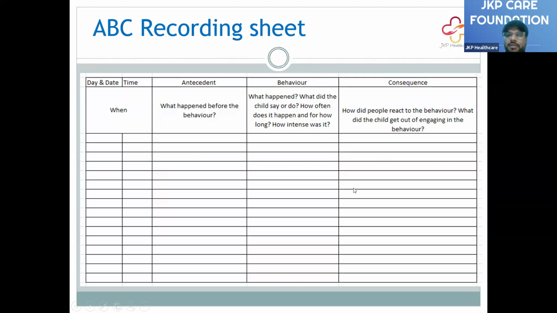While doing this, if you have any challenge, please feel free to connect. If anyone doesn't understand, you can connect with me individually. Take prints of this sheet and start filling it. Now I want to share one case as a case study.